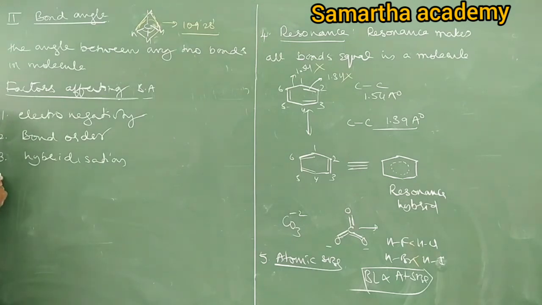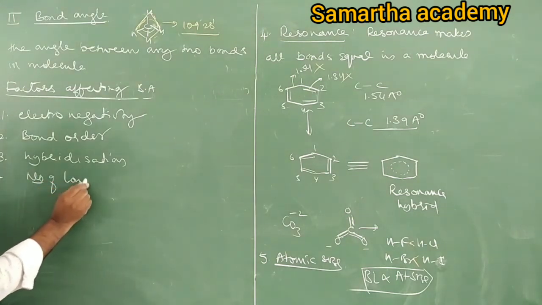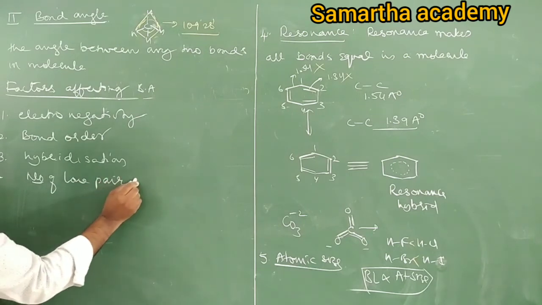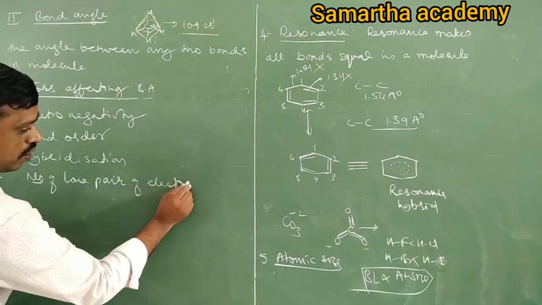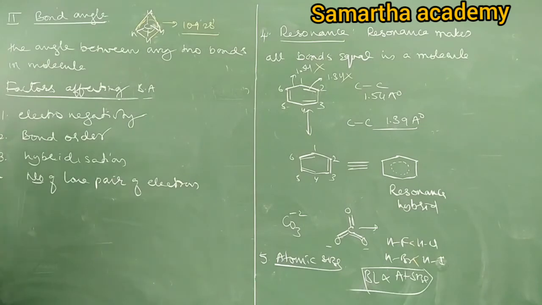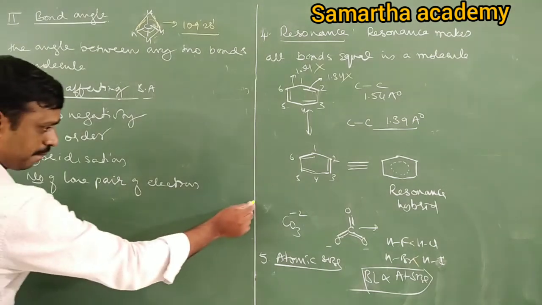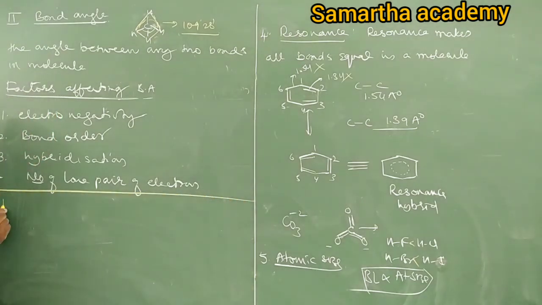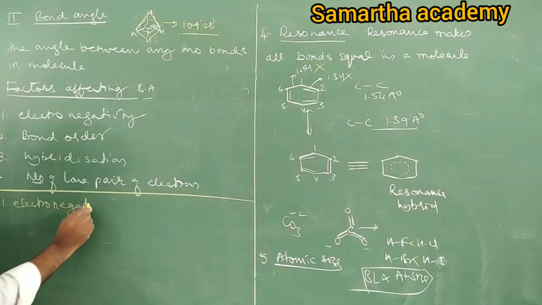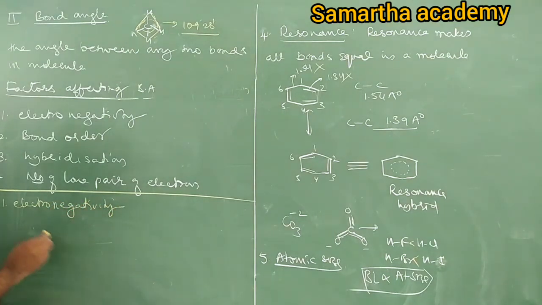Fourth factor is number of lone pair of electrons. Okay. Let's say first, electronegativity. So how does this electronegativity influence the bond angle?